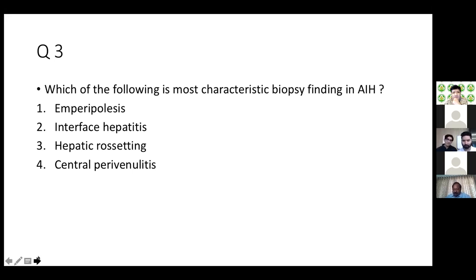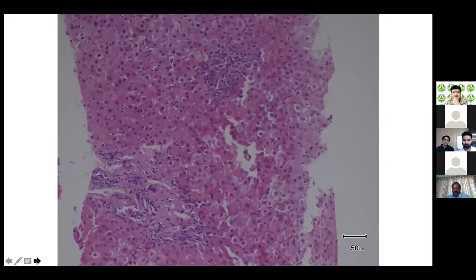Okay, so can we show the biopsy findings here? Yeah. So Aman, can you just read these biopsy slides? Yes, sir. I can see a portal tract at this. Can you put your cursor and show us? Okay, the control is not with you. Okay, maybe Dr. Sunil can do that.